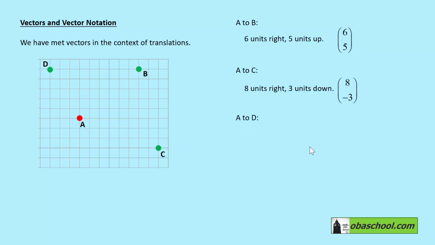So can you predict what A to D is? Well, we know that it's 3 units left and 5 units up. So we'd write that as (-3, 5), because horizontally we went left, so it's negative. And 5 is positive because we went upwards.